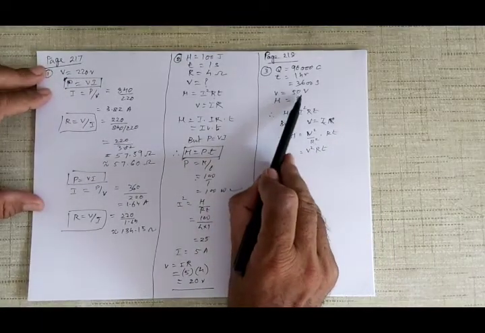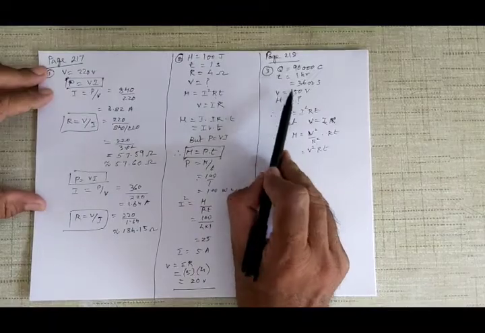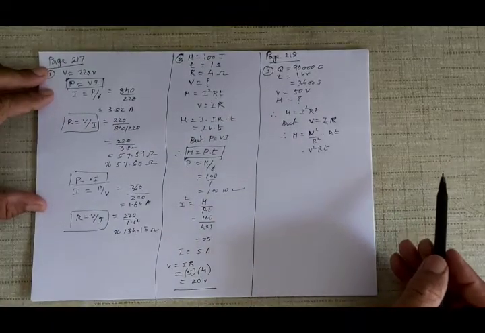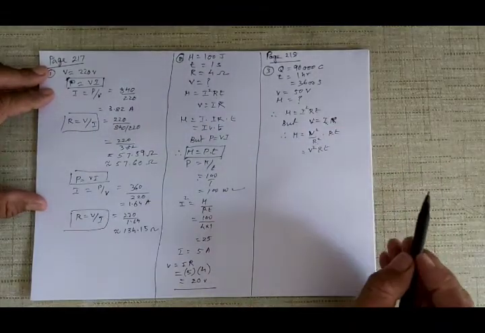Now is V given? Yes, V is given, 50. Is resistance given? Resistance is also not given. And T is given. Resistance is not given.